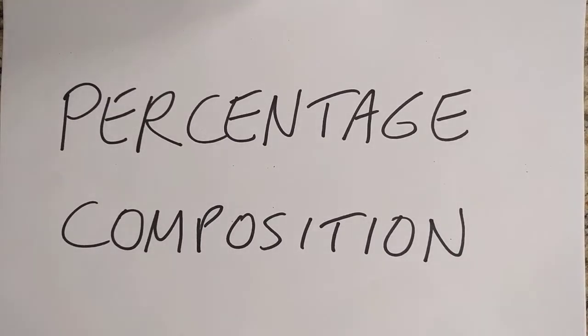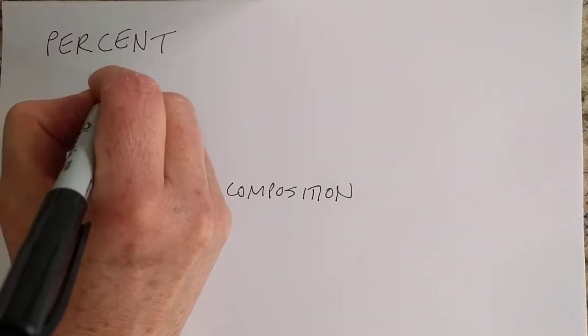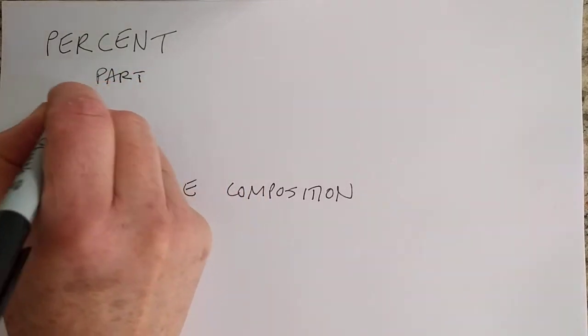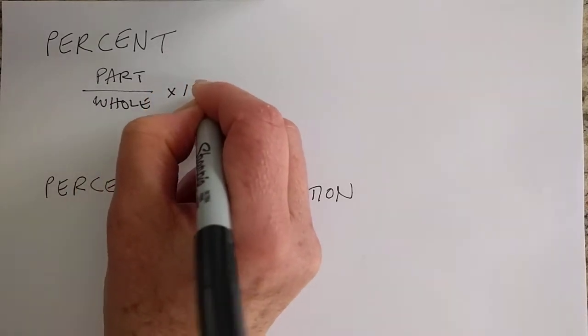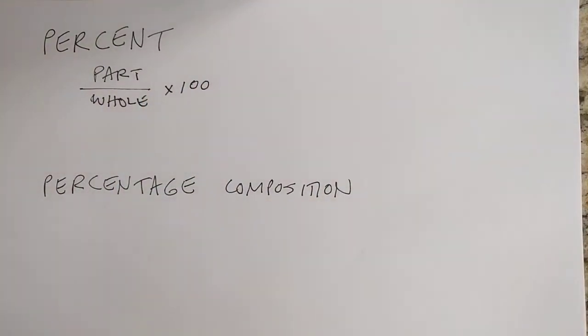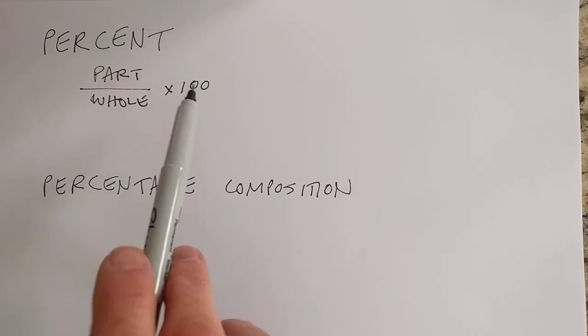This lesson is on percentage composition. So let's review the idea of percent. The percent of anything is the part that you are interested in divided by the whole times 100. That's it. So if you take a quiz and you earned 45 points and there was 50 points total, the percent would be the 45 points you earned over the 50 points available times 100, which would be a 90.